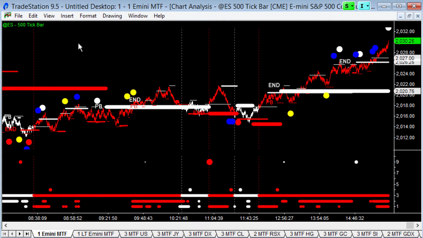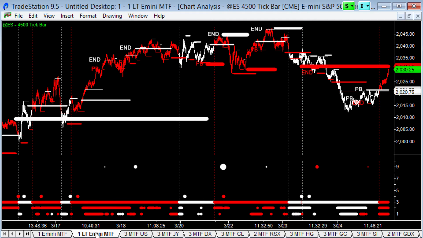So that was the day trading chart, the 500 tip bar chart. What about longer term? What are we doing? Now, I'm going to show you this.